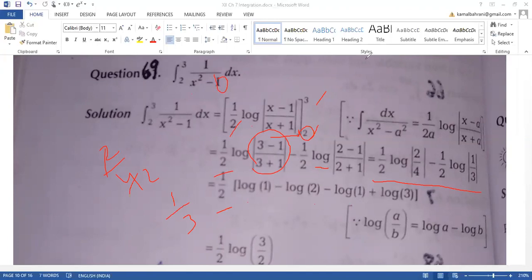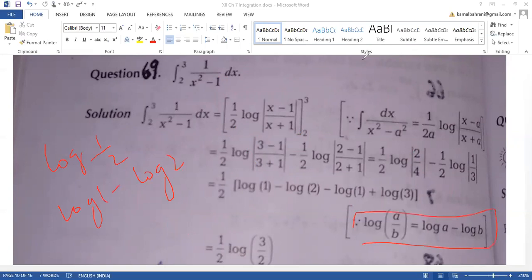Why have they done this? This will be 1 upon 2. So log of 1 by 2 can be written as log of 1 minus log of 2. Can we write this way? Log of a by b is log of a minus log of b. This is the property. So log of 1 by 2 can be written as log of 1 minus log of 2, and log of 1 by 3 can be written as minus log of 1. Minus of minus will be plus log of 3. Half is taken outside.